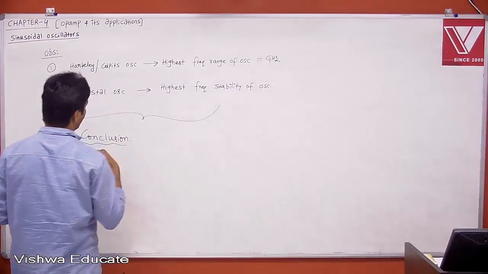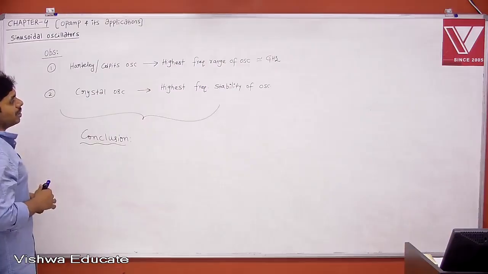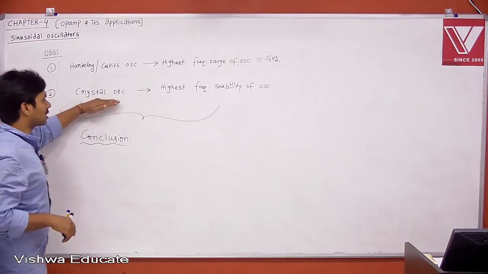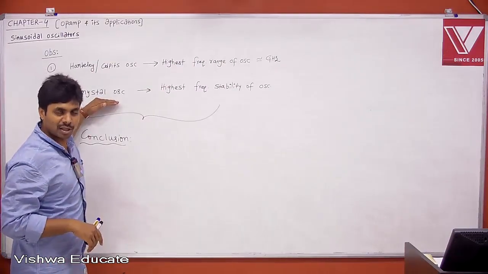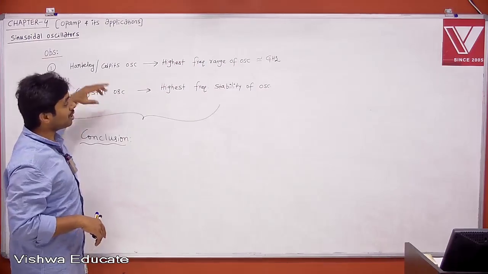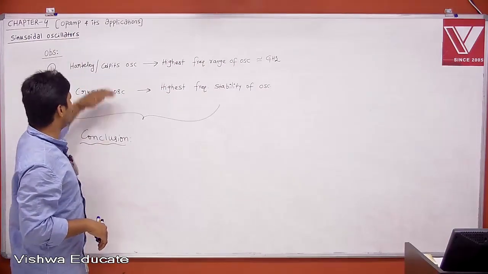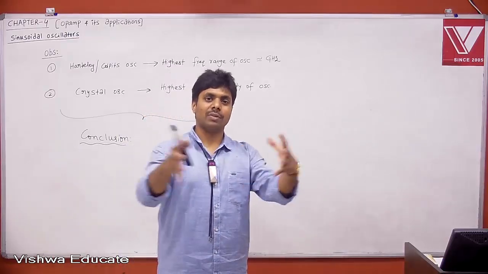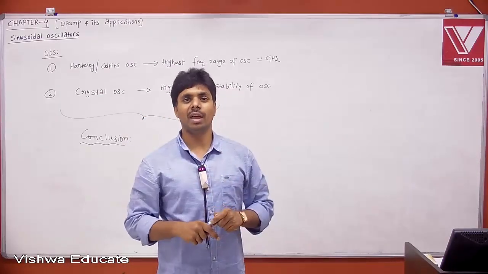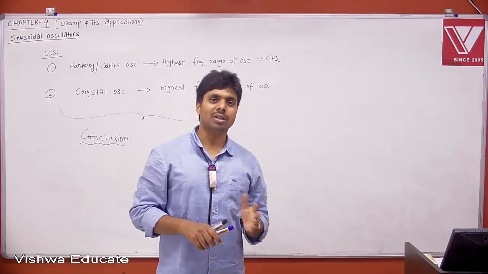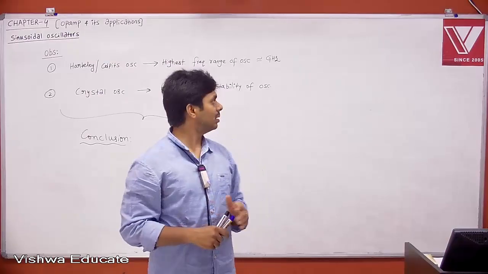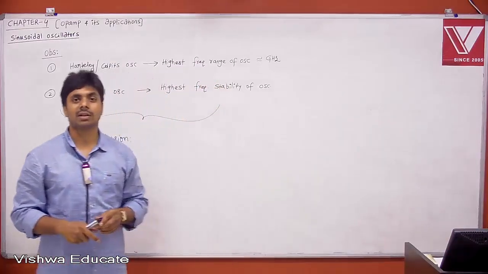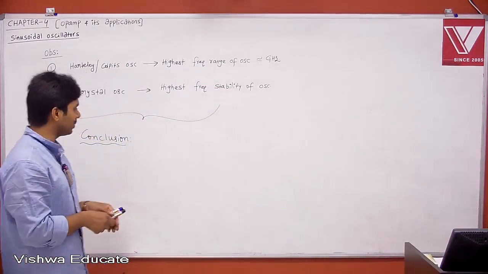I want the highest frequency stability: use the crystal oscillator. And I want the highest frequency range of oscillations: use the Hartley and Colpitt's oscillator. Therefore, combine both of them, which will give you both stability as well as the highest frequency range of oscillations. Write down, that is the conclusion.